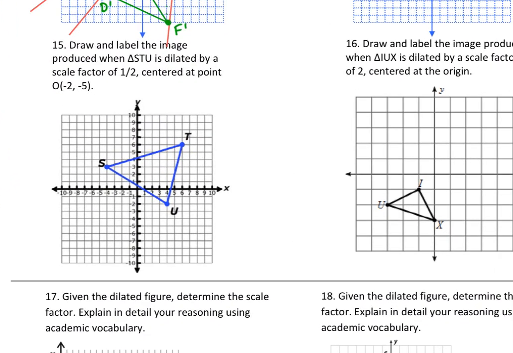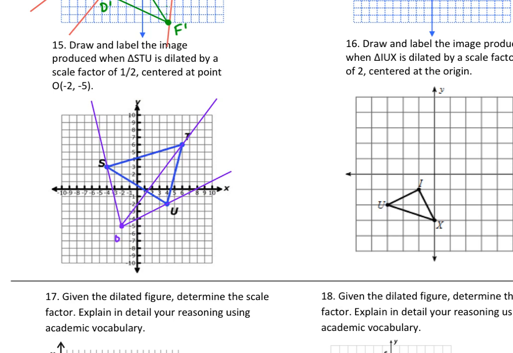All right, number 15. Our center of dilation is -2, -5, which is right here. Point O, I'm going to go ahead and extend my lines through each point since I have to do this the long way. Okay, now I'm going to write out my directions.